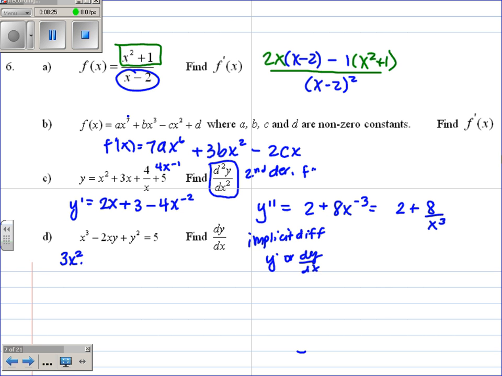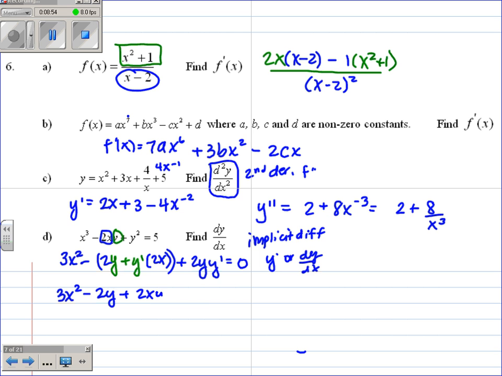And taking the derivative with respect to x. So then minus, our first guy is 2x, our second guy is y. So product rule, derivative of the first times the second plus the derivative of the second times the first, plus the derivative of y squared, which is 2y y prime, equals, don't forget the derivative of 5 is 0. So you have 3x squared minus 2y plus 2x y prime plus 2y y prime equals 0.